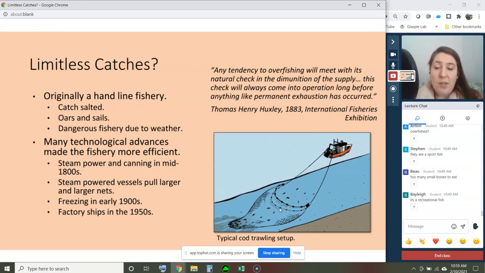Freezing was introduced in the early 1900s, and that eventually led to the production of factory ships where these cod were able to be captured and flash frozen at sea. And so there was no need to go back to the dock and give the cod a rest as you were processing the product in canneries. You could just keep fishing as you were processing it. So you can see how this became a problem, and a lot more cod were being scooped up than ever before, with minimal effort and a lot more safety for the fishery.